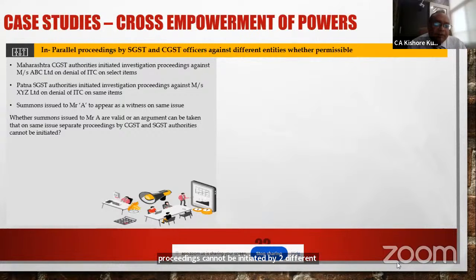Because at one point in time, the investigation was done by CGST authorities. At the same time, Patna state authorities have also initiated the proceedings. Subject matter is same, denial of input tax credit on the same items. Can Mr. A take this plea and refuse to appear for the summons? What do you think, friends? Can he take that plea? Yes or no?